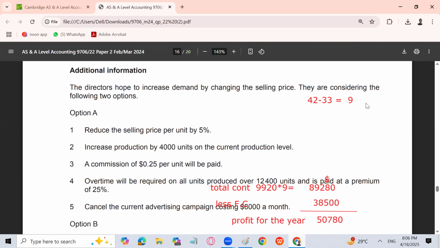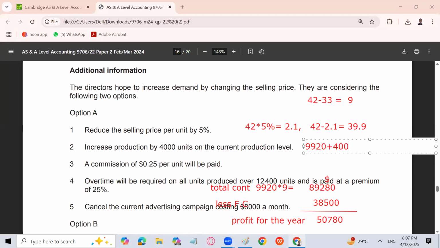Option A, reduce the selling price per unit by 5%. So let's change the data. Selling price per unit currently is 42, into 5%. How much is it going to be? 2.1. So the selling price is decreased by 2.1, 42 minus 2.1. So the new selling price is going to be 39.9, right? Okay. Now increase production by 4,000 units on the current production level. So current production level is 9,920 plus 4,000, that is 13,920.